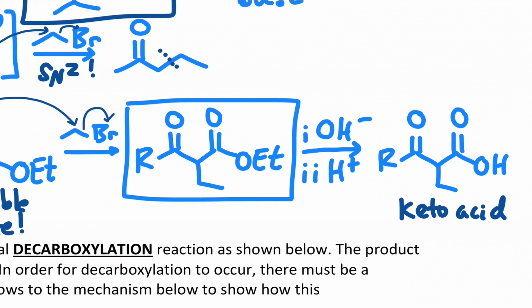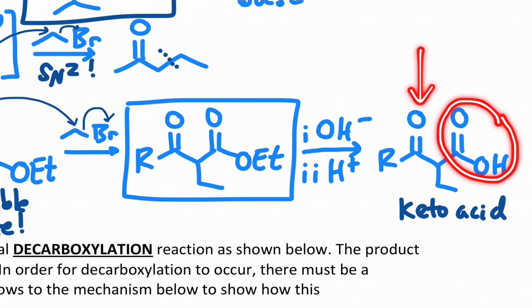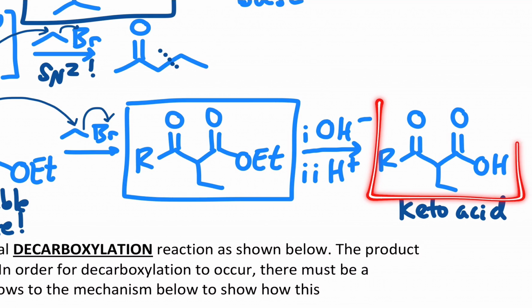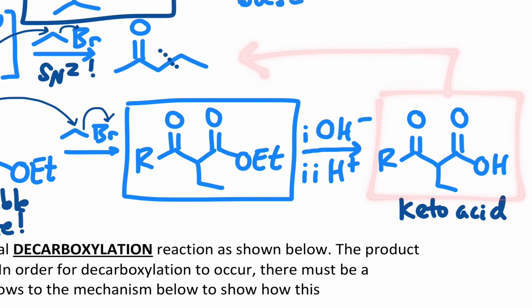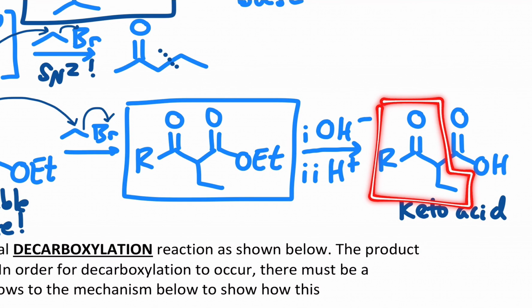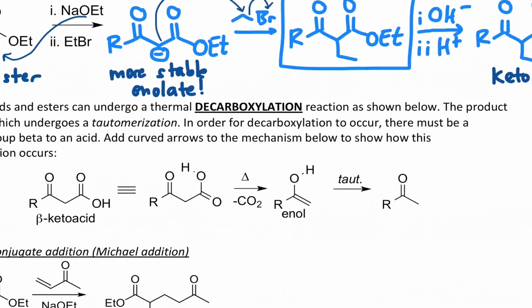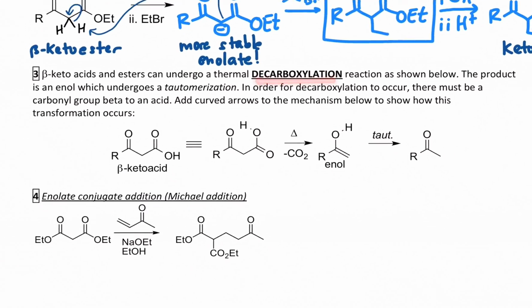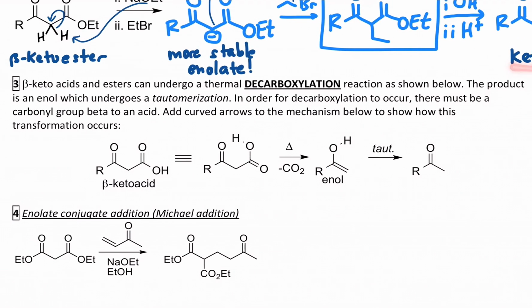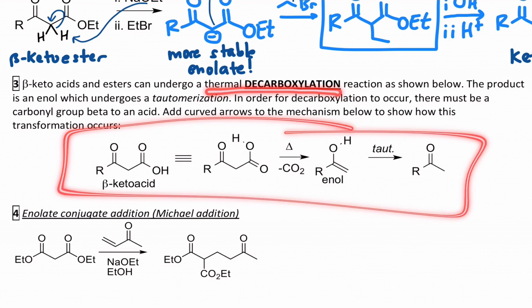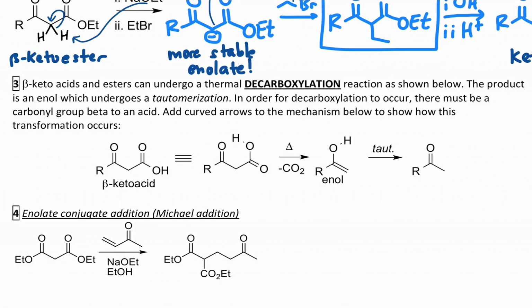And there's actually a way to get rid of a carboxylic acid as long as it's right next to another carbonyl, which means once I have this, you can turn it into a regular old substituted ketone, which is buried right there. And that's what this next part is all about. It's called decarboxylation. So let's read. Beta keto acids, aka the thing we just made, and esters, can undergo a thermal decarboxylation as shown below. The product is an enol, which undergoes tautomerization.